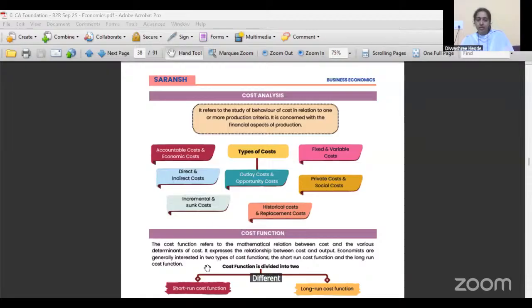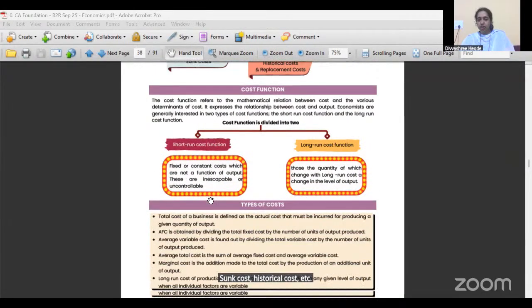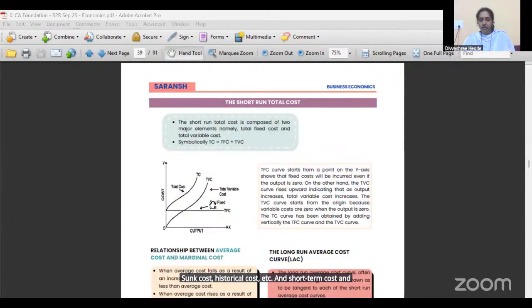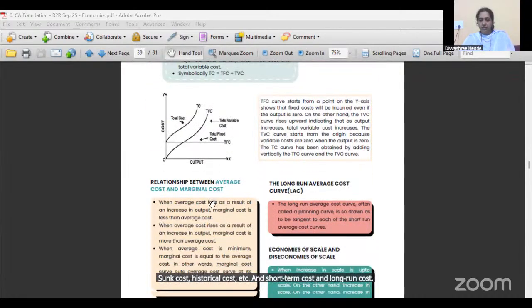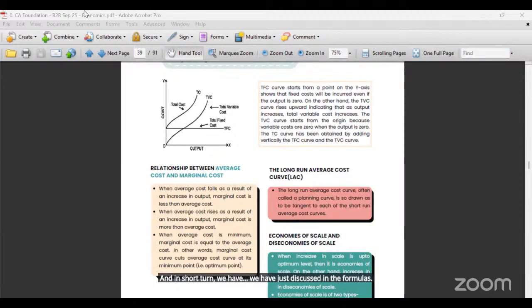Different types of cost: accounting, economic, implicit or explicit, sunk cost, historical cost, etc., and short run cost and long run cost. In the short run, we have just discussed the formulas: AFC, TFC, TVC, TC, AVC, SAC, SMC and all. In the long run, you will have only long run average cost and long run marginal cost.